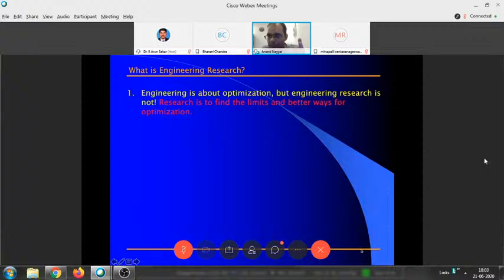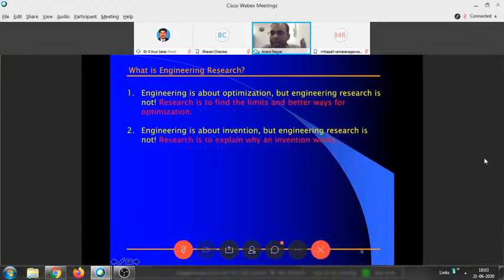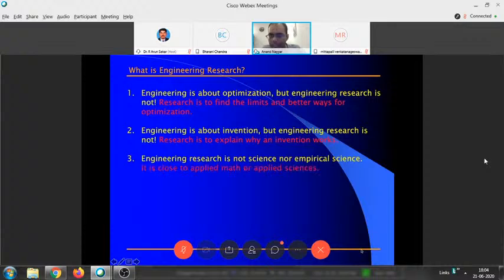That is called research. So engineering is not about invention, but engineering research lays a foundation for invention because you are doing something new, you are doing creativity. So engineering research is not science or empirical science. It is just the art of doing things, the art of finding solutions to new problems.